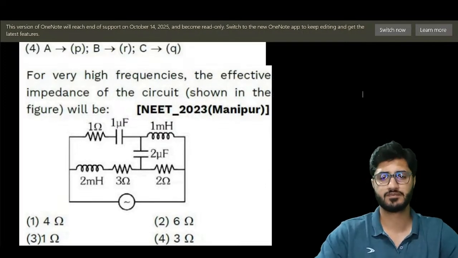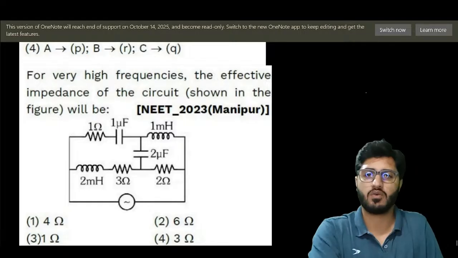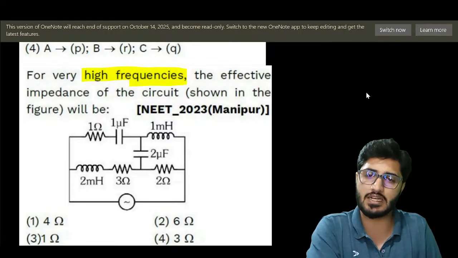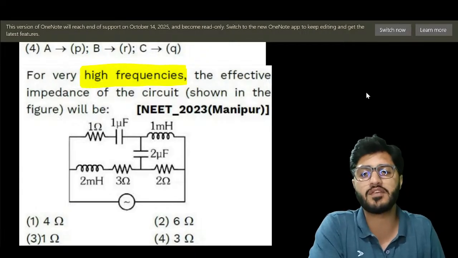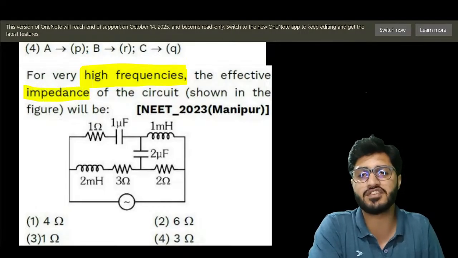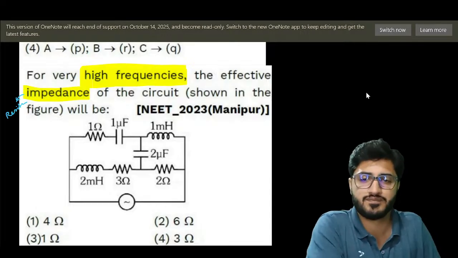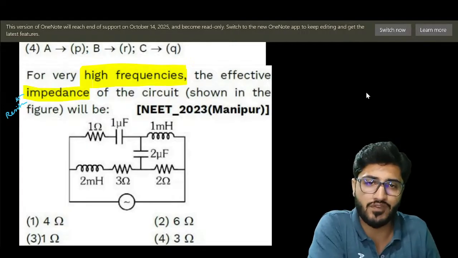This one now. So look now, what is given to us? A very high frequency. If you know that, at the starting of the class, I told you what will happen at high frequency. The effective impedance. Impedance means resistance. Look, high frequency, so there is no effect on resistance.